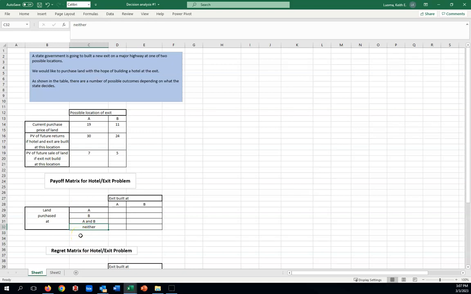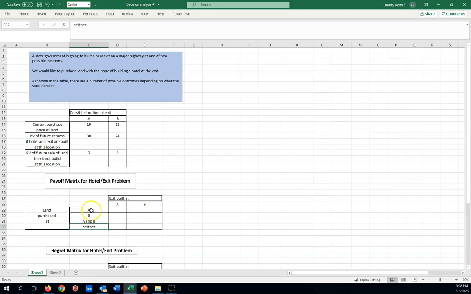The states of nature simply mean the things that are outside of our control. It's up to the state to build the exit, and all we know is that there are two of them, A and B. We don't have any further information, no probability on this. Now, if we do have reason to have probabilities, for instance, there's a 75% chance that they'll build the exit at A, that will require methods which are not covered in this video. So here we just have absolute uncertainty. So let's fill in these various spaces, okay?